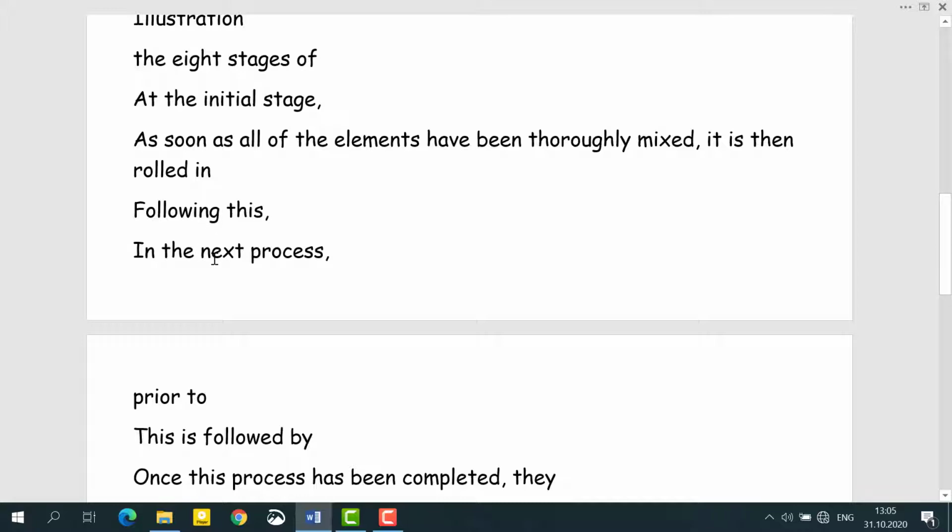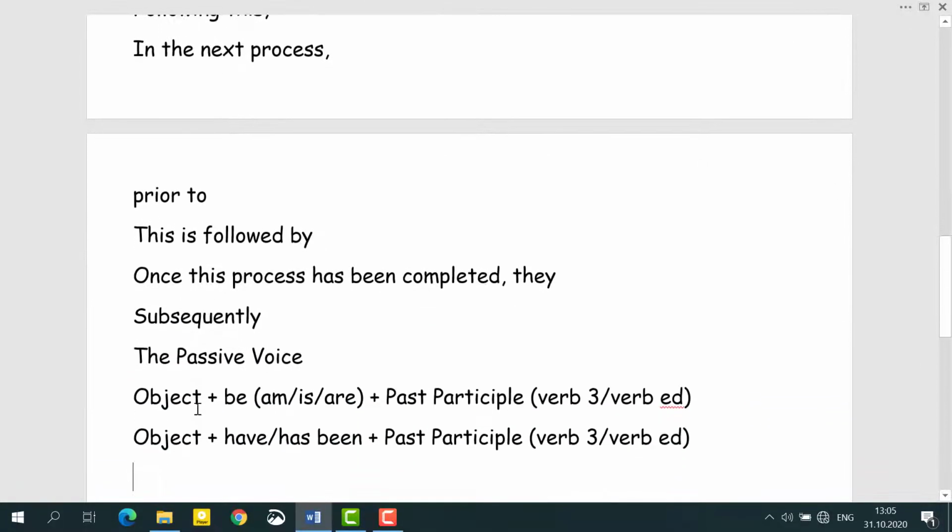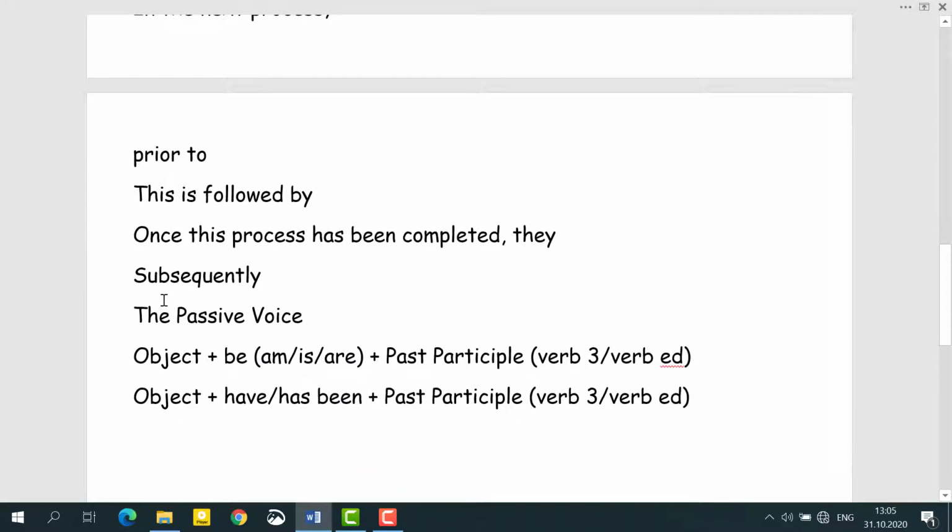Next, in the next process, and then prior to, which means before something. This is followed by, which means the next step is. Once this process has been completed, so in this case once means as soon as this process has been completed. I'm using the present perfect and the passive voice here. Subsequently here means after this.